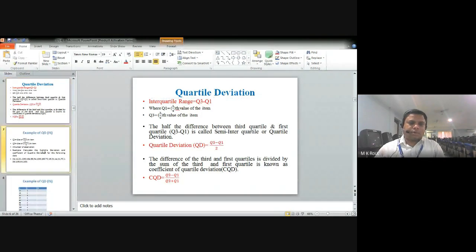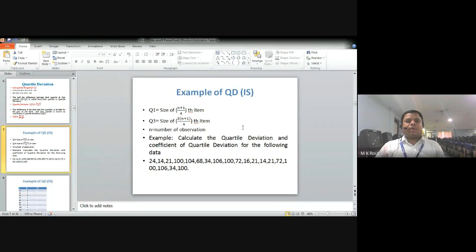Moving to the next example. Suppose we have the following data. Calculate the quartile deviation and coefficient of quartile deviation for the following data. The data are 24, 14, 21, 100, 104, 68, 34, 106, again 100, 72, 16, again 21, 14, 21, then 72, 100, 106, 34, and 100. Okay, just note down.